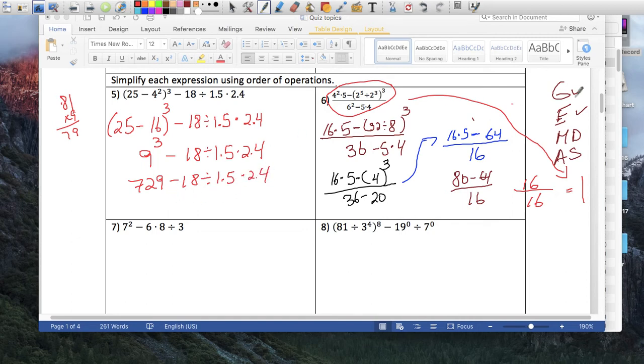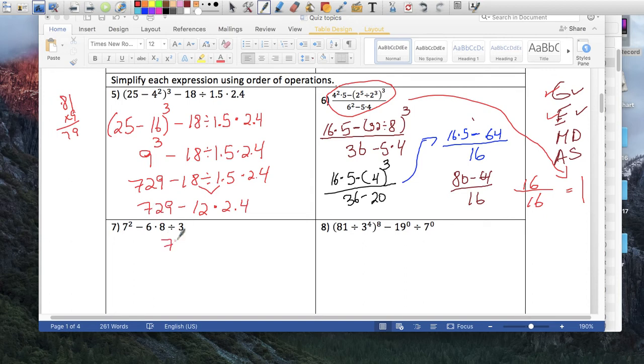What do I do next? Well, the exponents are gone. Now I do multiplication or division. So division came first in this particular case. So I'm going to do that first. 729 minus 18 divided by 1.5, I believe, is 12. So 18 divided by 1.5 is 12. And then 12, I still need to multiply that by 2.4, which I'll do next.